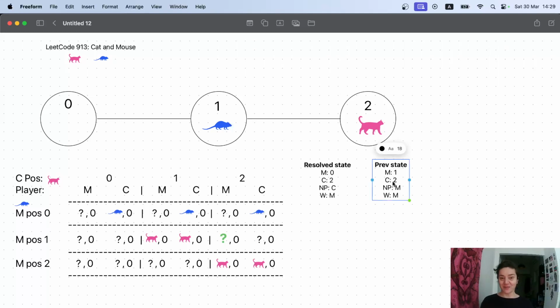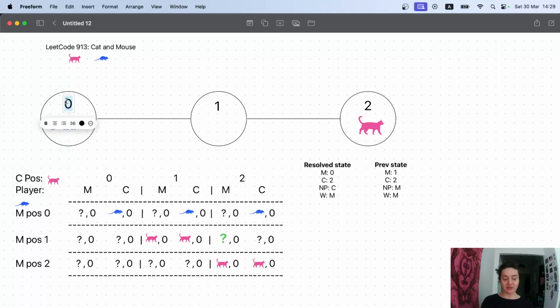So let us mark this in our matrix. Where is the mouse? 1. Where is the cat? 2. Whose turn is it? Mouse. Who's the winner? Mouse. 1, 2, mouse. We have a winner for this state. Not just a winner for this state, a winner for our goal state. This is what we're trying to figure out. So we can say that we're done and we have a result for this graph. This is a mouse win. Great. So now we are moving on to the next example.